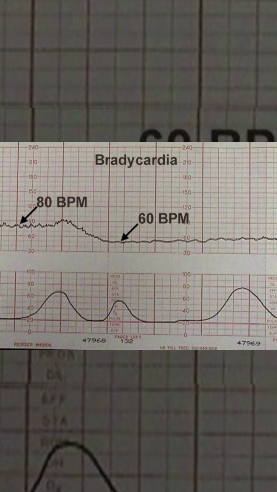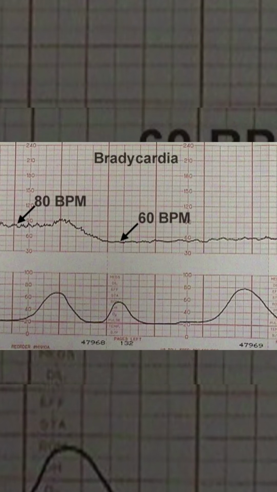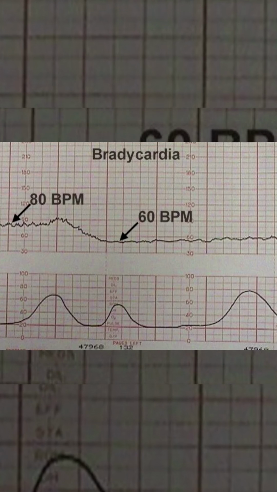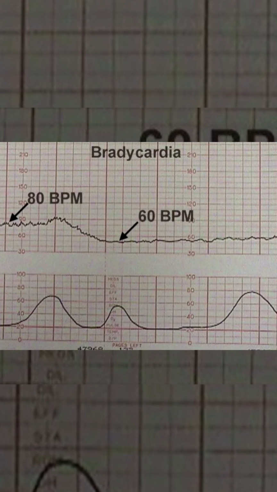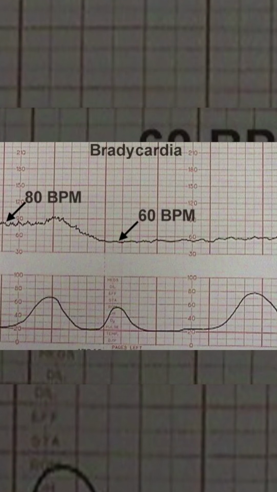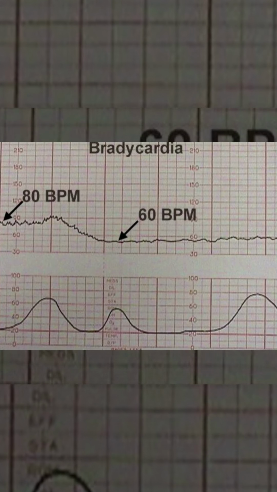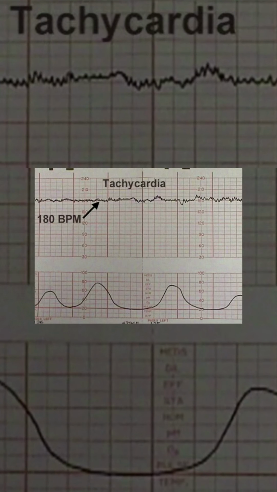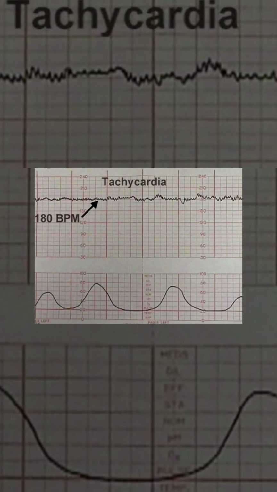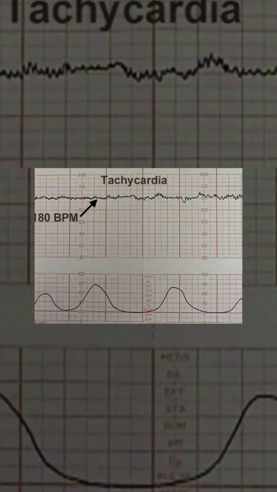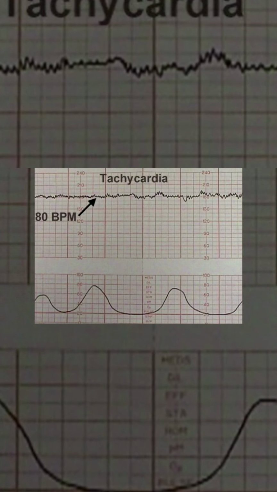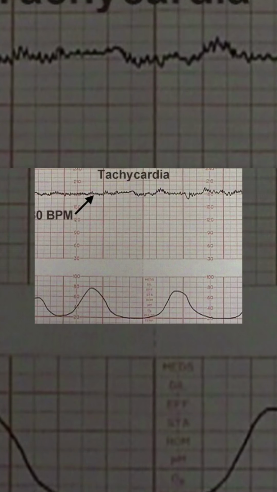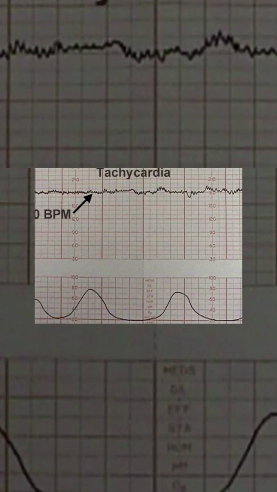So here in this picture we are seeing the bradycardia. This is the severe type of bradycardia where the fetal heart rate is below 100, first it is at 80 beats per minute, and then over here it is 60 beats per minute. And this is the presentation of tachycardia. This comes in mild tachycardia or severe tachycardia. Here the fetal heart rate is above 160, that is 180 beats per minute.